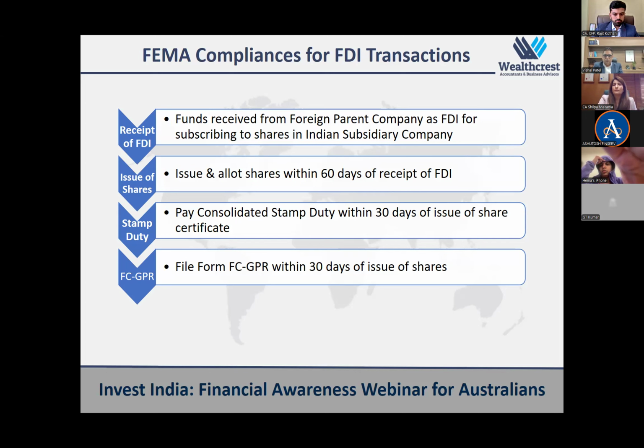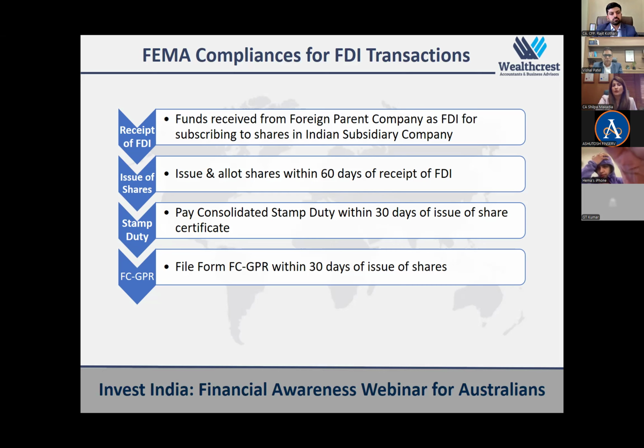So under FEMA, you are bringing in funds as FDI, which is called foreign direct investment. There are two kinds of ways in which the foreign company would be bringing funds. One is in the form of capital, another is in the form of a loan. In the form of capital, it is called FDI, foreign direct investment, and if you are bringing it in the form of a loan, it is called external commercial borrowing, ECB.